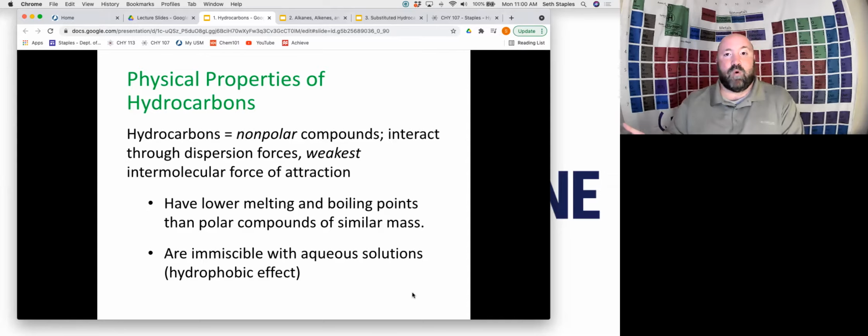You can see that, for instance, with oil and water. You put together a mixture of oil and water, the oil is going to separate, and that's partially due to density as well, but it's also due to this immiscibility. Gasoline and water will separate from each other because gasoline is composed of various hydrocarbons.